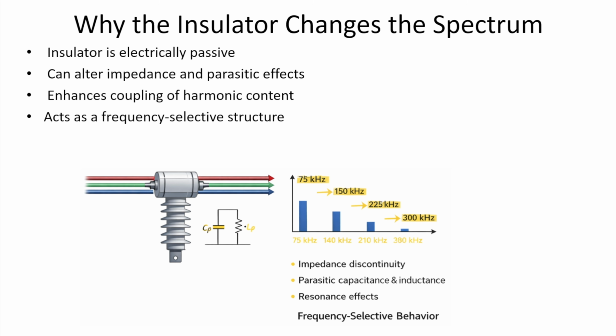This means it can attenuate some frequency ranges, emphasize or re-radiate others, and increase coupling efficiency at certain harmonics. As a result, harmonic components that were previously less visible, such as those around 280 kHz, become more prominent after the insulator.